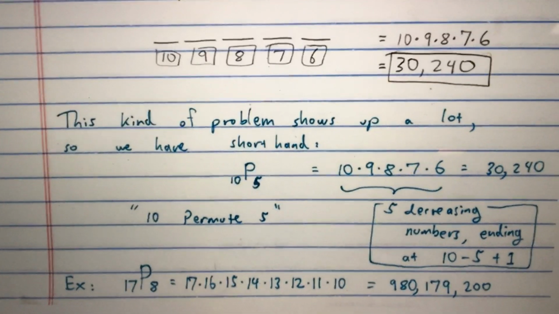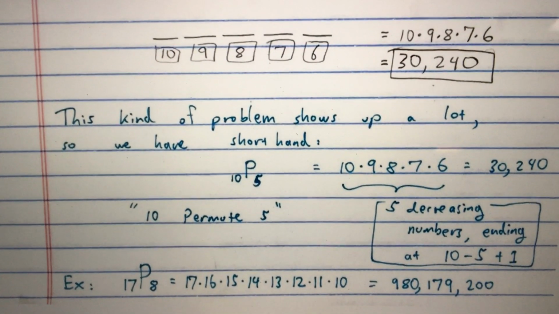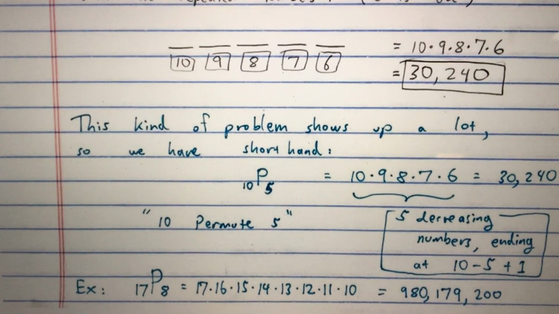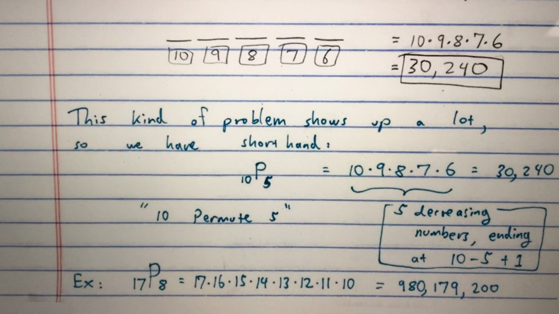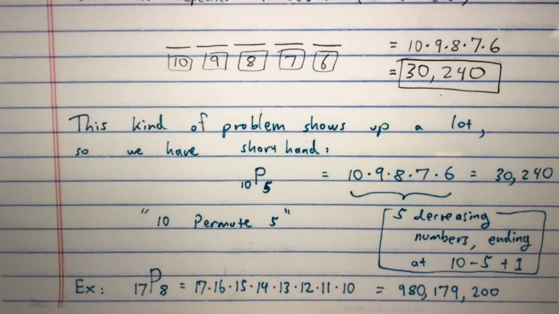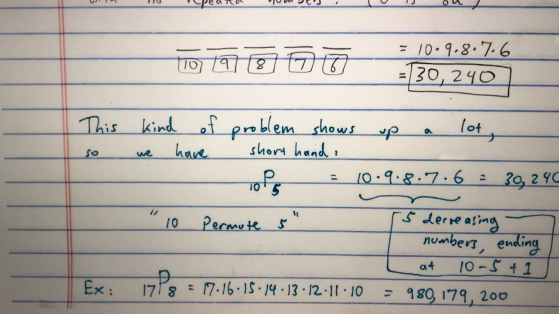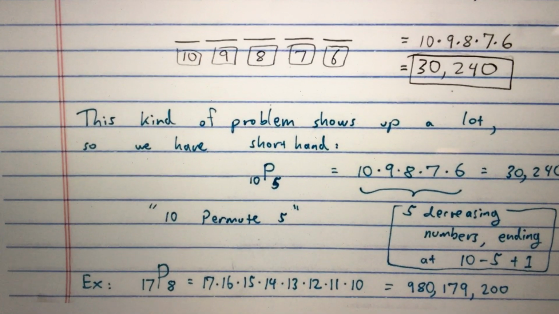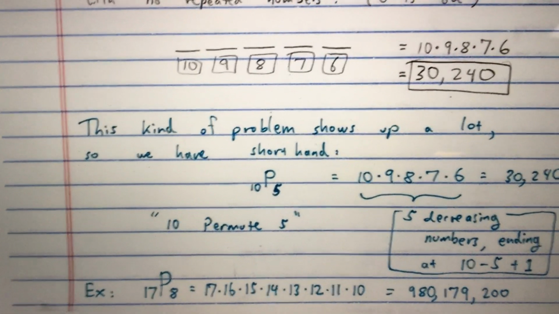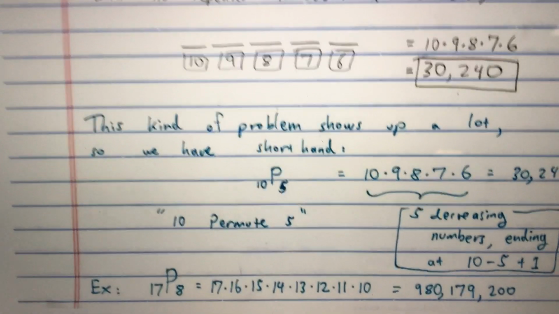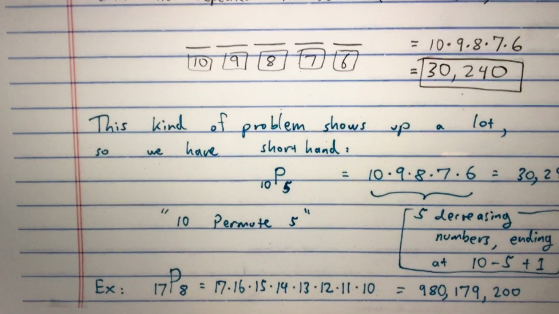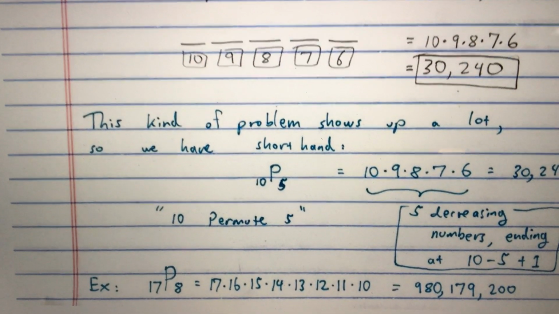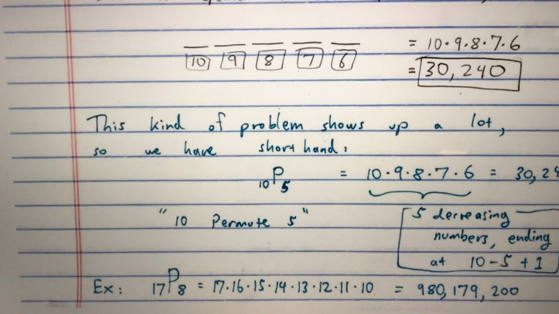So an example just to see the notation, 17 permute 8 is 17 times 16 times 15 times 14 all the way down to 10. Count those up, there's 8 numbers, and it ends on 17 minus 8, which gives you 9, plus 1, which gives you 10. It's easier just to count the numbers and see that there's 8 of them than to try to figure out where you end up, but it's nice to know that you end up on something that you could figure out. And there's the result of multiplying all those together with a calculator.